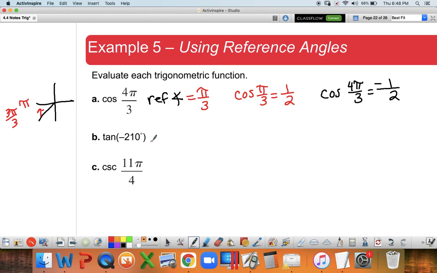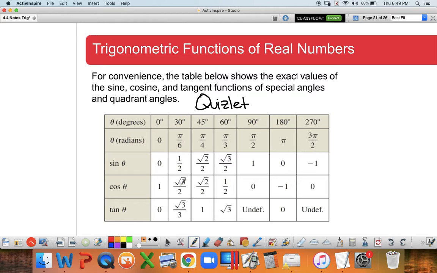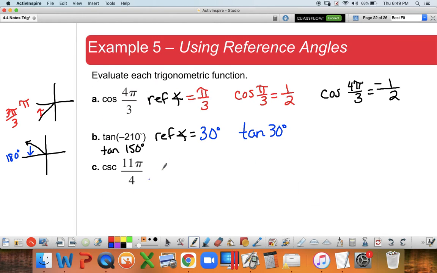All right, let's look at our next one: the tangent of negative 210. Let's add 360. This is the same thing as the tangent of 150 degrees. So what is my reference angle for 150 degrees? Let's go ahead and draw it. Here's 150. How far away is it from 180 degrees? Well, it is 30 degrees away. So what is the tangent of 30 degrees? The tangent of 30 degrees is square root of 3 over 3.